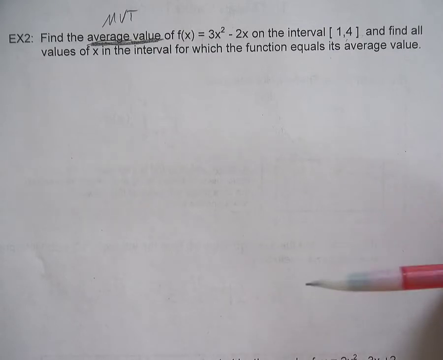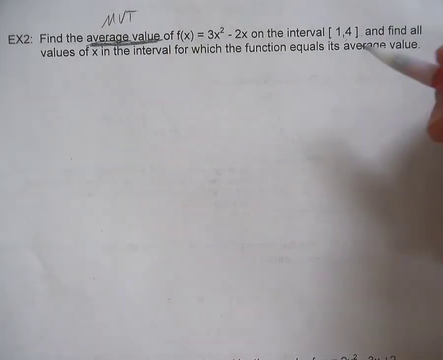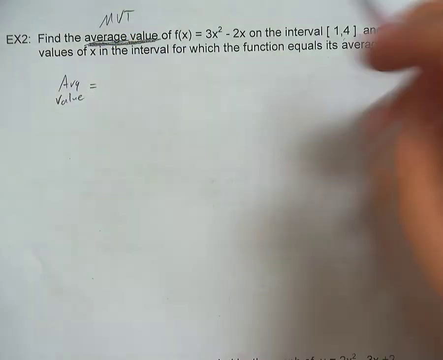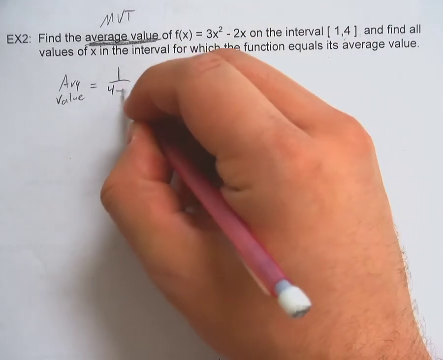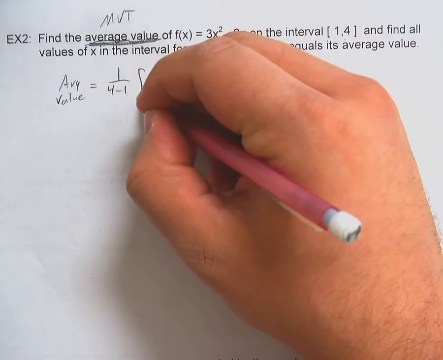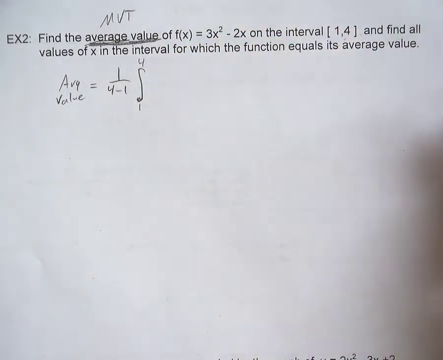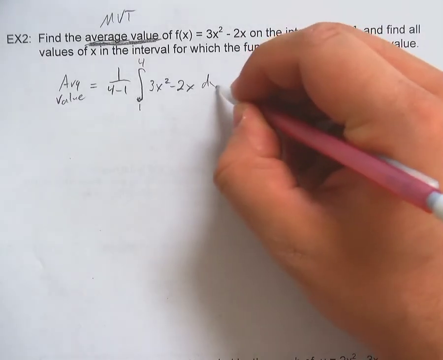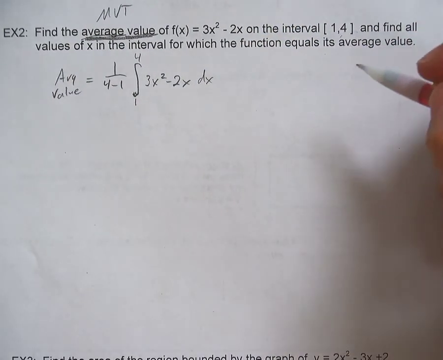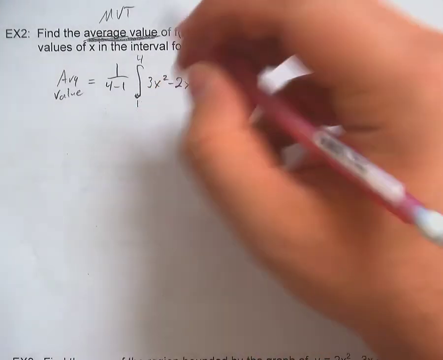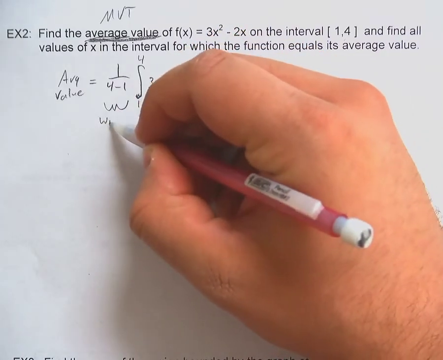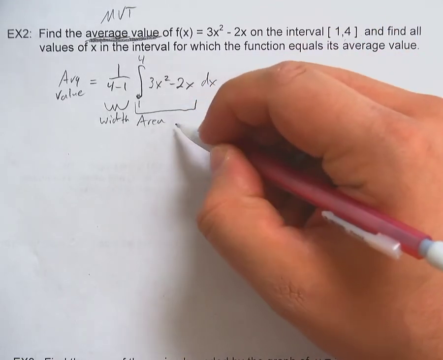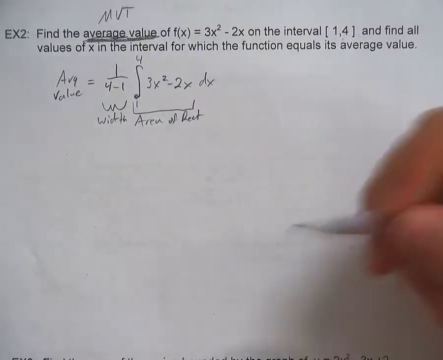Let's see what we get. First it says find the average value, so let's go ahead and take care of that. I'm going to write this out here. Average value, mean value theorem, it's 1 over b minus a, so 1 over 4 minus 1 times the integral, it's a really bad integral sign, from 1 to 4 of 3x squared minus 2x dx. Now just so you're remembering here, this guy is the width of the rectangle. This guy is the area of your rectangle. Just kind of keep that in mind, all right?